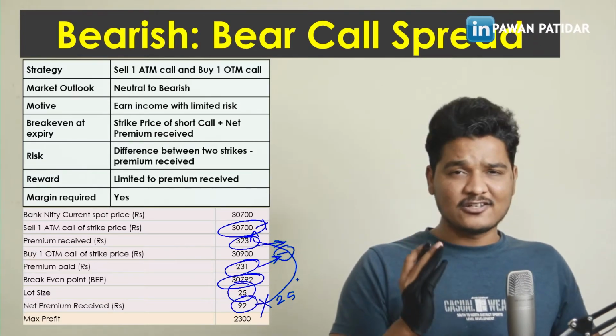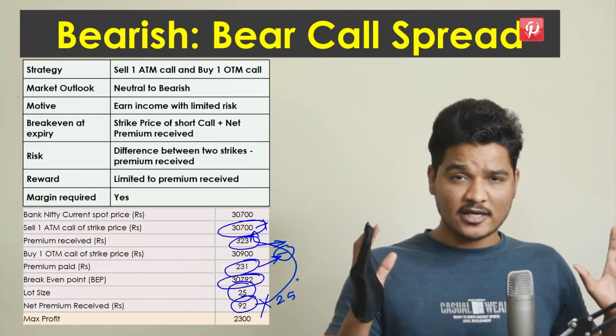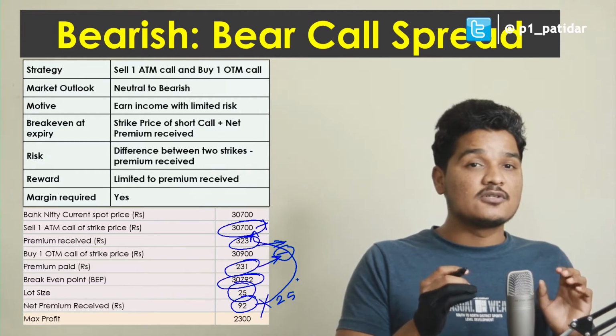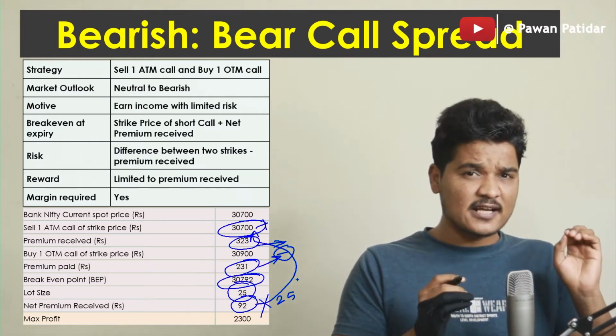That will be your maximum profit, and that will be 2300 in this case. Now this is the calculation. So I have shown you a rough calculation. Now I'll be giving you a deeper view, meaning at what strike price how much payoff there is for each of the strike price premiums.